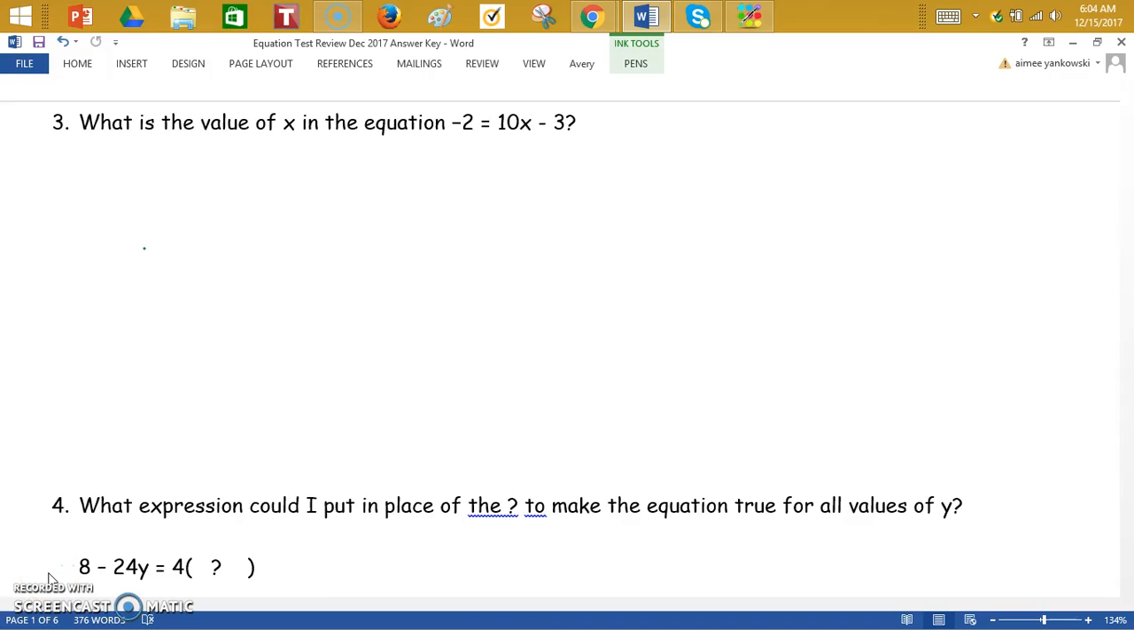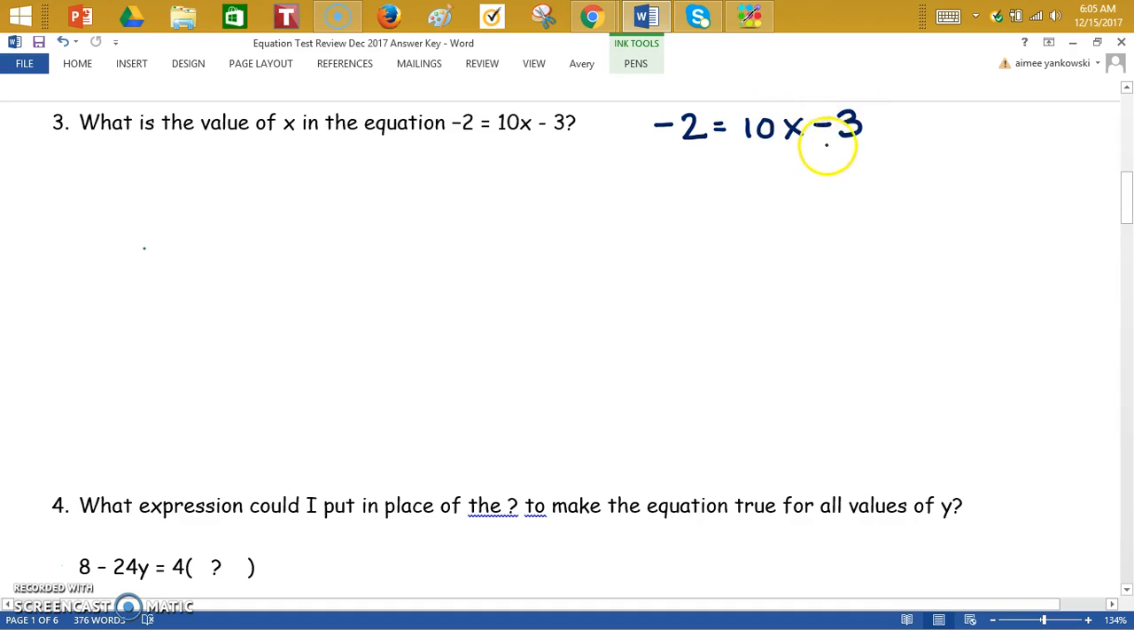All right, 7th graders, this is to help you with question 3 for your test. So let's take a look. It says, what is the value of x in the equation -2 equals 10x minus 3? Okay, so we have -2 equals 10x minus 3. You always go to the side with the variable, so you go to the side that has the x.